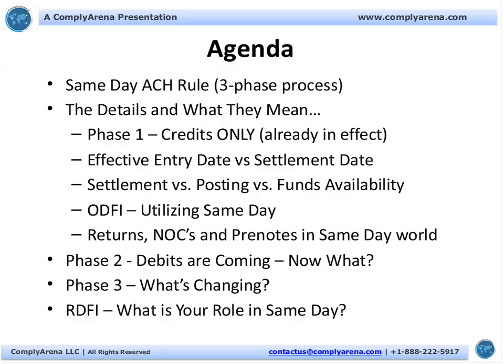Then we'll talk about the ODFI. That's the financial institution that's going to transmit the same-day entries on behalf of the company who wants to use the same-day feature. How can they use it to their full potential? Then we'll talk about returns, notifications of change, and pre-notes, and how they affect the same-day world. Phase 2, which is coming at the end of this year, September of 2017, so in the fall time frame. What does it mean that we're adding debits? And I have some great stories to share with you.